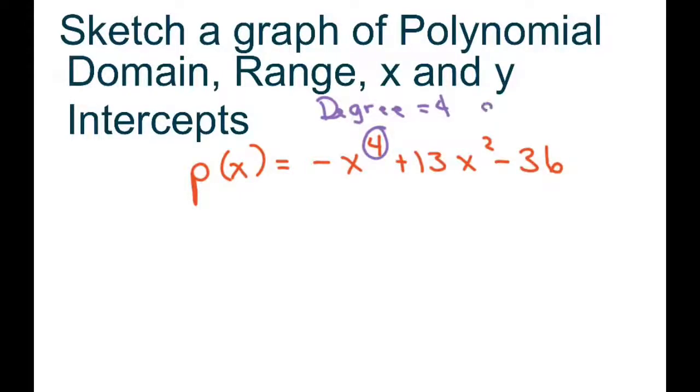It has at most, if degree equals n, then the turning points are at most 4 minus 1, which is 3. So it could have 3 or fewer turning points on the graph. And we want to find the x and y intercepts.